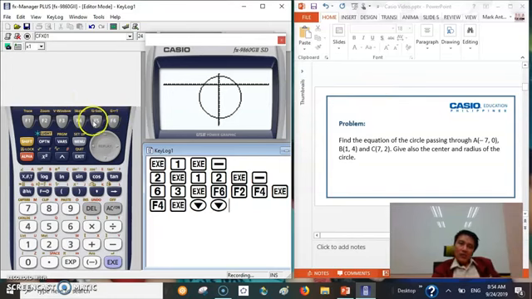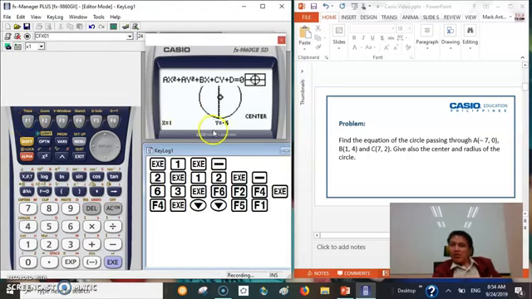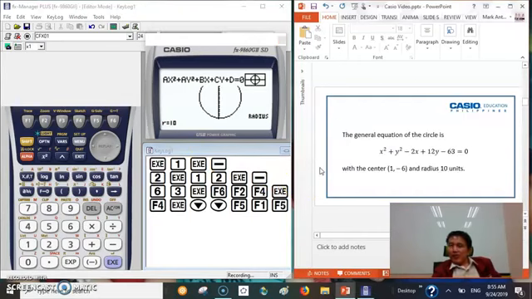By pressing F5 or G-solve, you can get the following: center, radius, x-intercept, and y-intercept in an instant. For this problem, pressing F1 will give me the center, which is 1, -6. Go back to G-solve. Press F2 for the radius, and that's 10. So therefore, the answer to our problem, the general equation of the circle, again, is x squared plus y squared minus 2x plus 12y minus 63 equals 0, with center 1, -6, and radius 10.